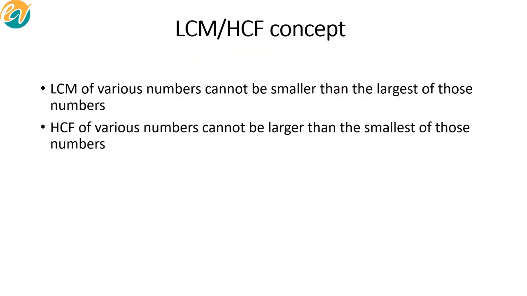The highest common factor of various numbers cannot be larger than the smallest of those numbers. So again, HCF of, for example, 8, 12, and 16, the HCF of the numbers cannot be larger than the smallest of those numbers. If you remember, HCF of 8, 12, and 16, as we found out in the last slide, was 4. Right? So it cannot be greater than the smallest of those numbers.